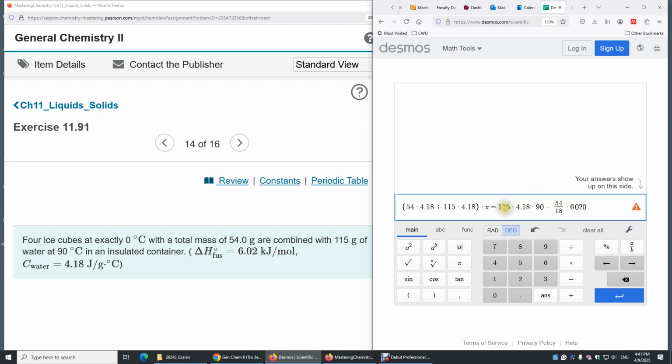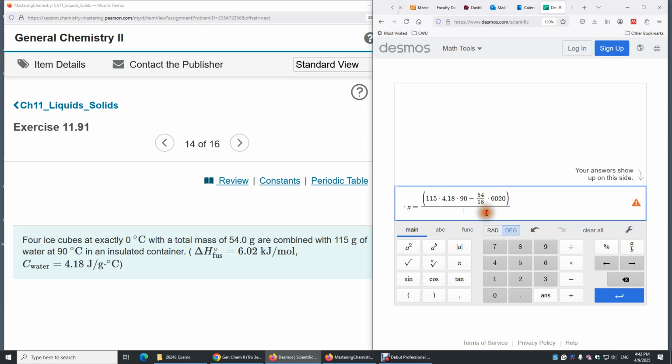We'll just solve this equation. X is the right hand side divided by the sum in this pair of parentheses. Now I'll use another pair of parentheses to put everything together, and then divide it by whatever is here. This is how we set up the equation for X. X is 35.7 degrees Celsius.